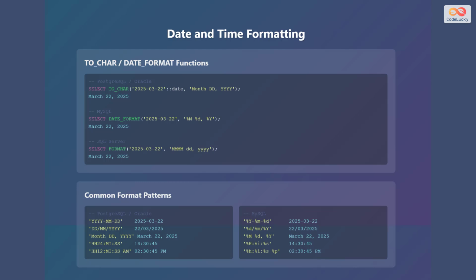Here are some common format patterns you can use with to_char in PostgreSQL and Oracle, like YYYY-MM-DD, DD/MM/YYYY, Month DD, YYYY, HH24:MI:SS, and HH12:MI:SS AM. Similarly, in MySQL, you can use %Y-%m-%d, %d/%m/%Y, %M %d, %Y, %H:%i:%s, and %h:%i:%s %p to format dates and times.